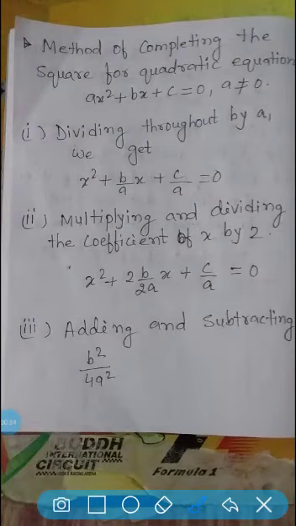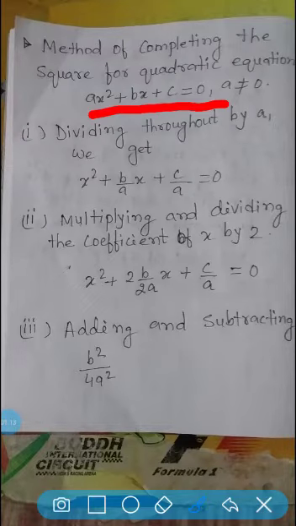For that we know that a quadratic equation can be written in the form ax square plus bx plus c is equal to 0. We know what is the coefficient and what is the variable. So what we have to do? First we will write the quadratic equation and see the coefficient of x square. Here what is the coefficient of x square? A. So we will divide throughout by a. A means not every time a, but the coefficient of x square. So it becomes x square plus b by a x plus c by a is equal to 0.